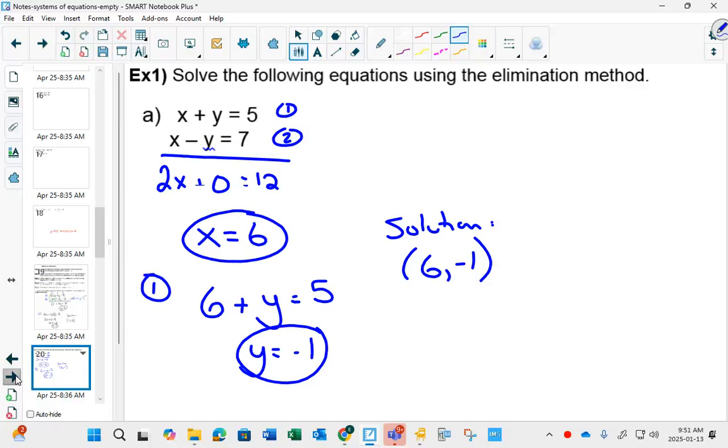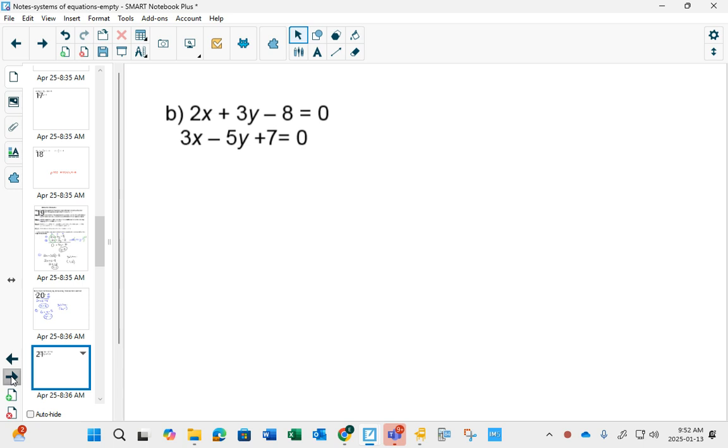Comparing this to the graphing strategy, if you use the graphing strategy, you would have to change both of these to y equals mx plus b. Then have a nice graph, label your y-intercept, use your slope to draw everything, and then find where they intersect. This is a lot faster. And this will work even if they don't intersect at nice places.